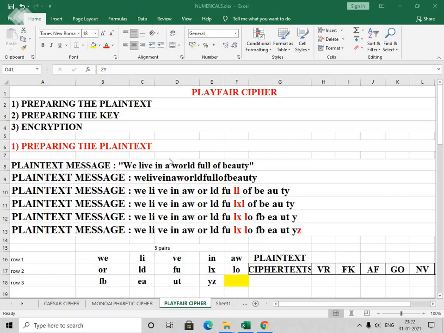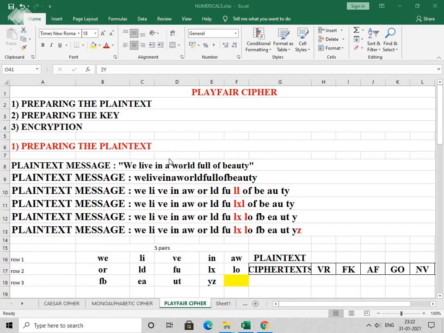Hello students, in this session we are going to study the last part of this Playfair cipher, that is the decryption part. In the previous video we have seen the three parts, that is preparing the plain text, preparing the key, and the third one is the encryption. So whatever the plain text message we have, we first convert it to lowercase and remove the punctuations.